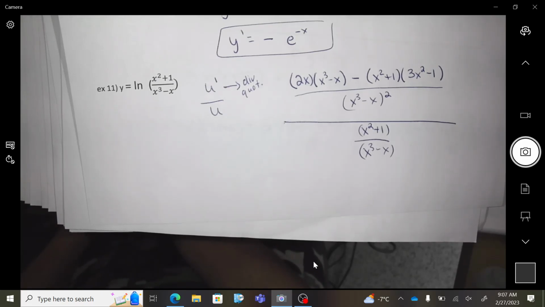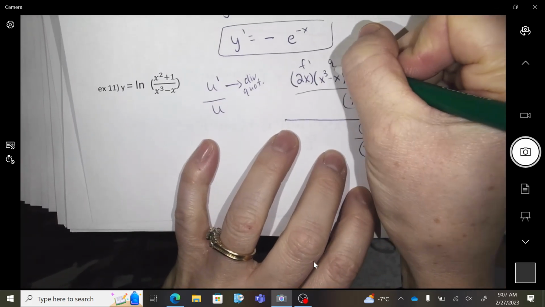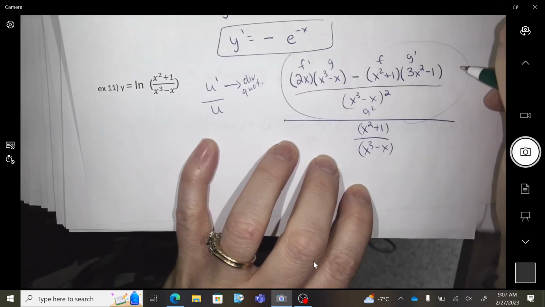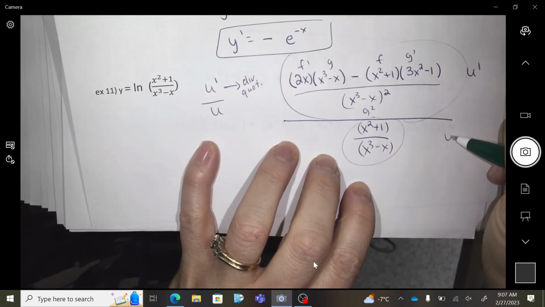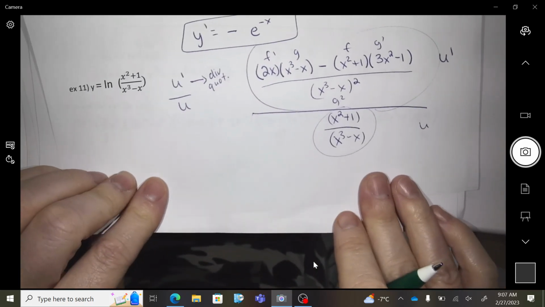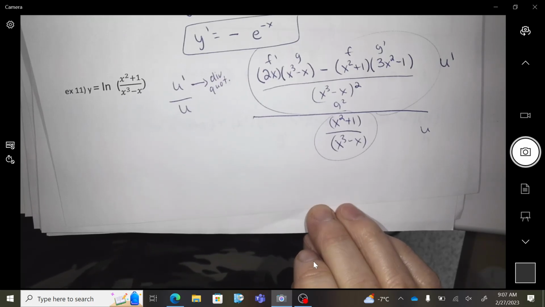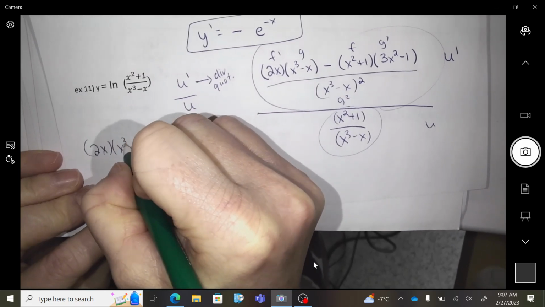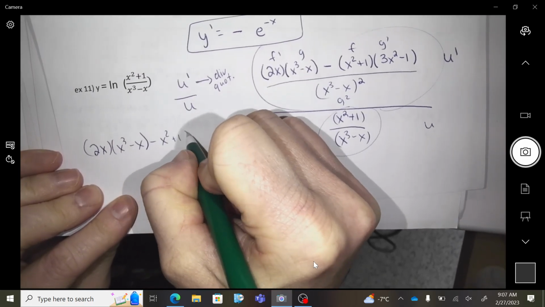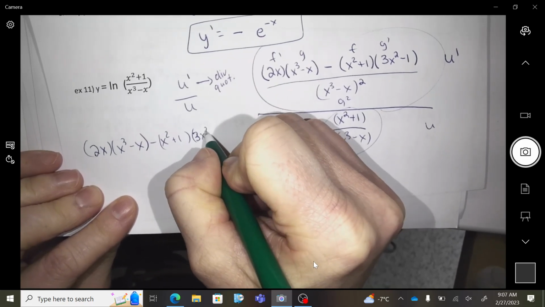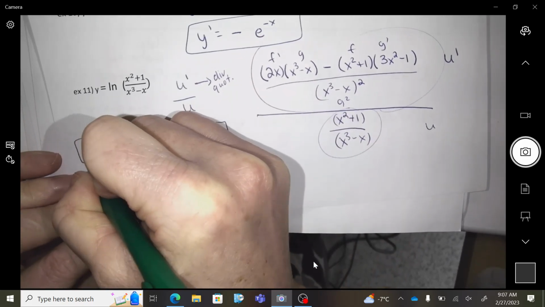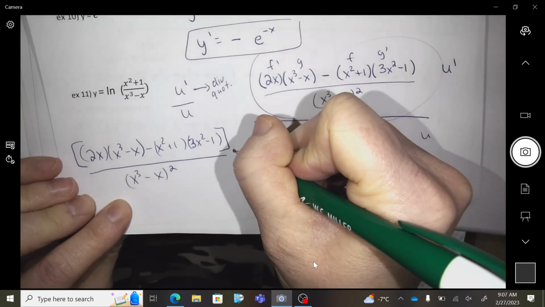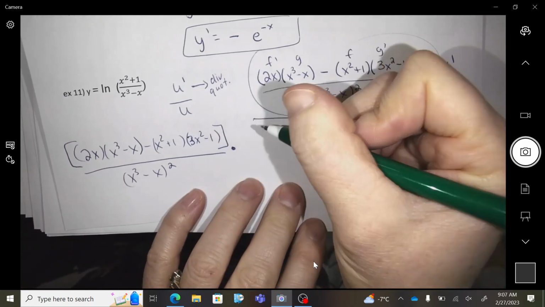Okay, does that make sense? I'm just following along the rules. Here's my f prime g, f g prime over g squared. All of that is my u prime, right? Divided by u. See all my breakdown? Okay, I probably would flip multiply this. So I would get this top part times and flip.